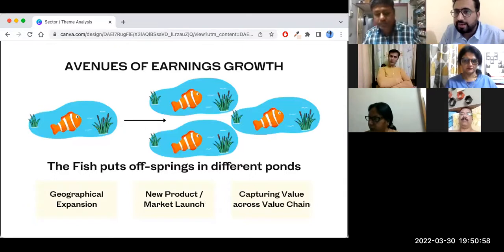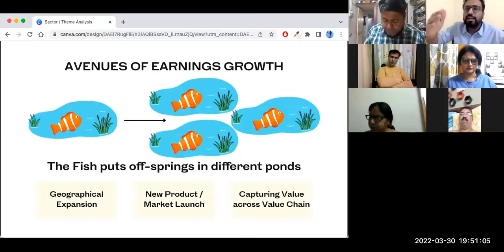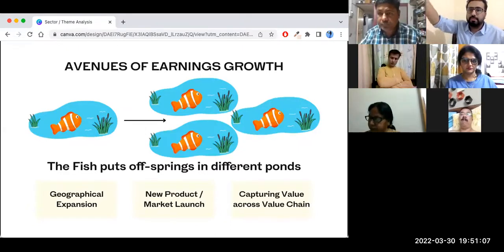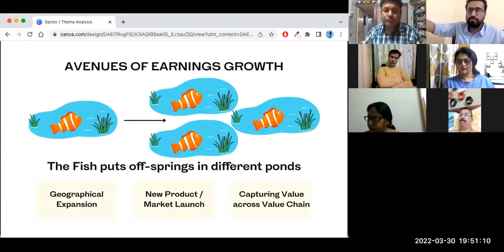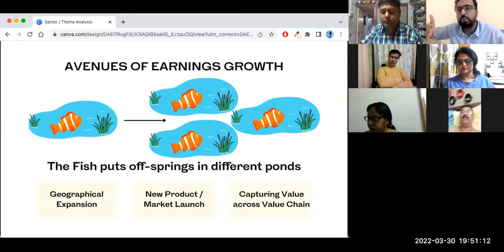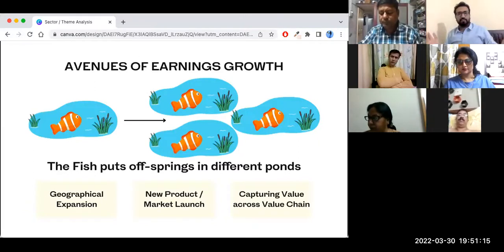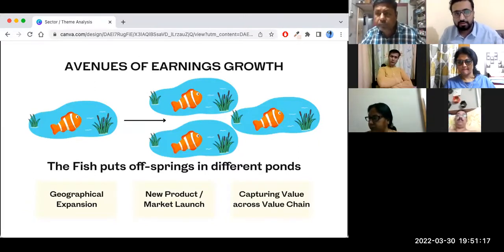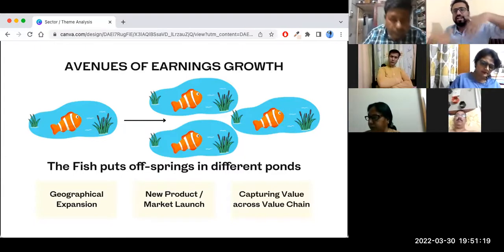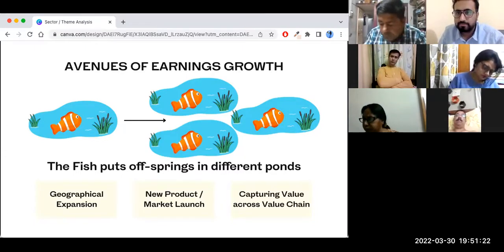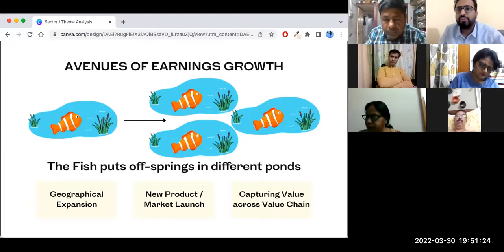Now the third and last way a company can grow in relation with the sector is by getting into newer sectors or newer domains. No one actually stops a company from being in that pond, in that sector. The fish can put offsprings in different ponds, or the fish can also enter into a different pond. The fish can put offsprings into different ponds. That's the third way.